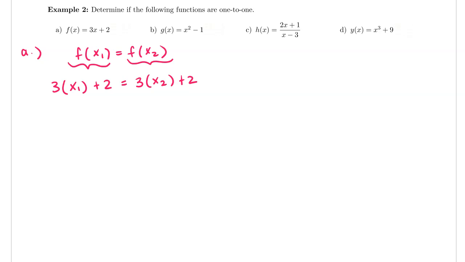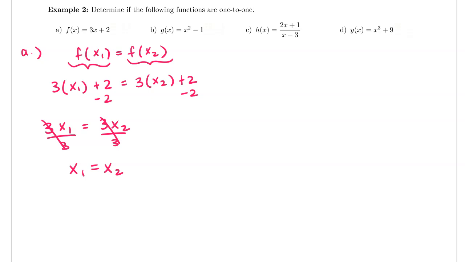Okay, so what I'm going to do now at this stage is subtract 2 from both sides of the equation, and then that's going to give me that 3x1 is equal to 3 times x2. And then from here, if I divide both sides by 3, I end up getting x1 is equal to x2.